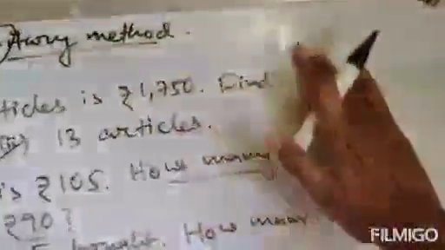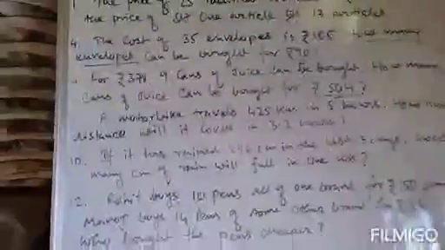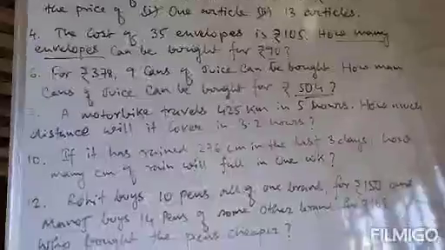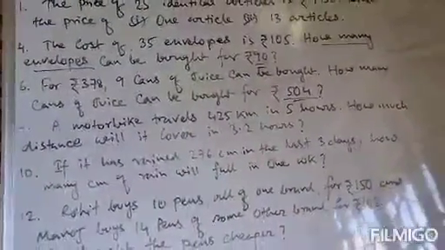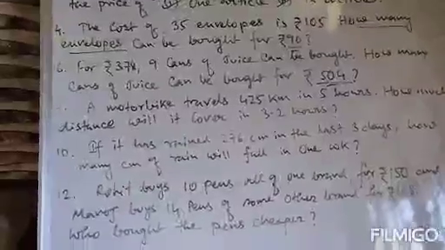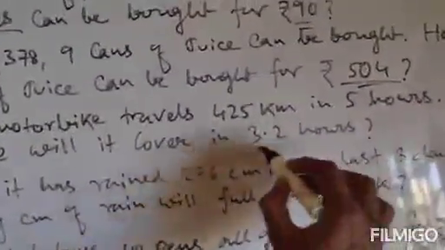Question number 7. Question number 7 is, a motorbike travels 425 km in 5 hours. How much distance will it cover in 3.2 hours? So a motorbike travels 425 km in 5 hours. We have to calculate how much distance it will cover in 3.2 hours.